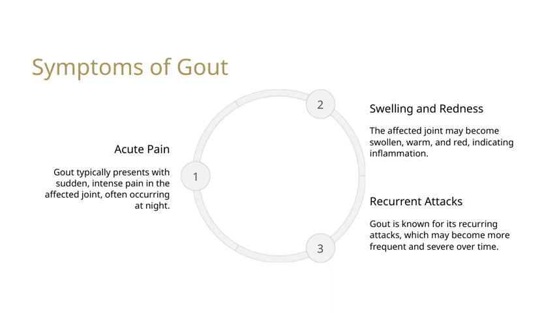Next, we see swelling and redness. The affected joint doesn't just hurt, it also becomes swollen, warm, and visibly red. These signs point to inflammation, which is part of the body's response to the uric acid crystals forming in the joint. Finally, gout is known for its recurrent attacks. These flare-ups tend to come back over time, and importantly, they can become more frequent and severe the longer the condition goes untreated. Recognizing these symptoms early is crucial in managing gout effectively and preventing joint damage.